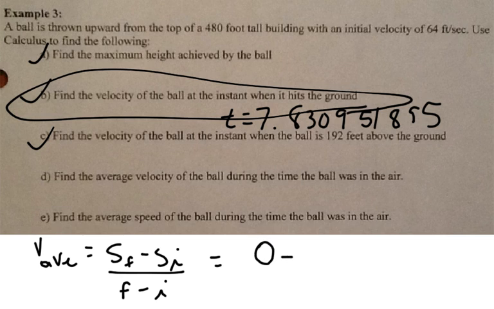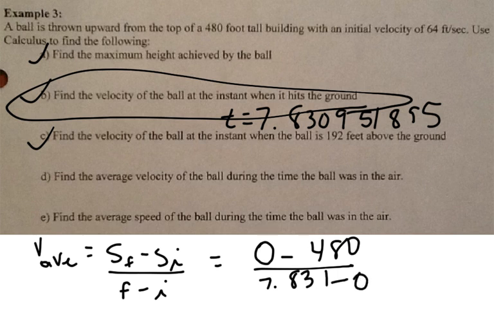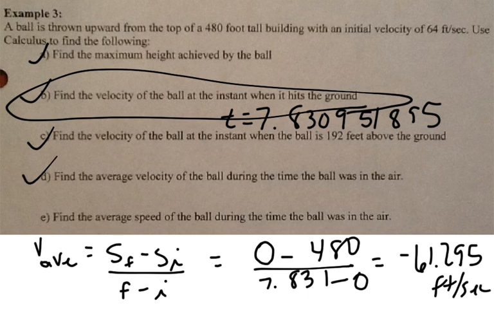The initial position, it started at a height of 480, divided by the 7.831 minus 0. I wouldn't round that off in your calculator. Negative 61.295 feet per second gives the average velocity.